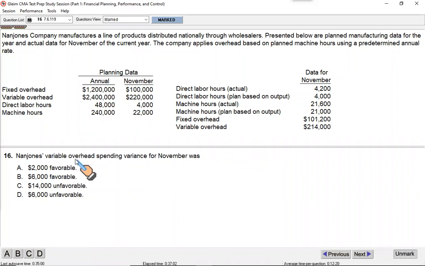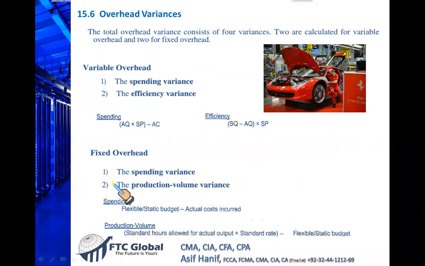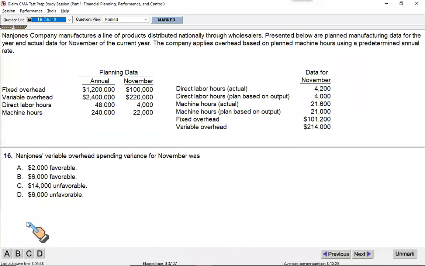Now, let us first calculate the variable overhead spending and the next fixed overhead volume variance. So let us calculate first the variable overhead spending variance. We know the formula. Let me show you. This is the formula we're going to use: the variable overhead spending variance is actual quantity into the variable overhead rate minus actual cost. So if you apply this formula, you can easily calculate the spending variance. Okay. Now, let me write down the formula here. We need to find the variable overhead spending variance, the formula for which is the actual quantity into the variable overhead rate minus actual cost. And which actual cost? The actual variable cost.